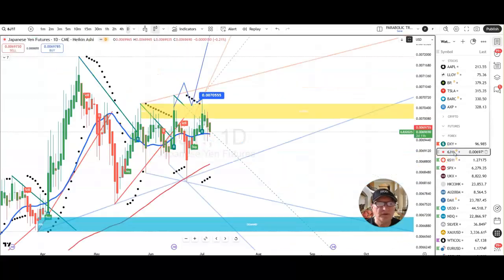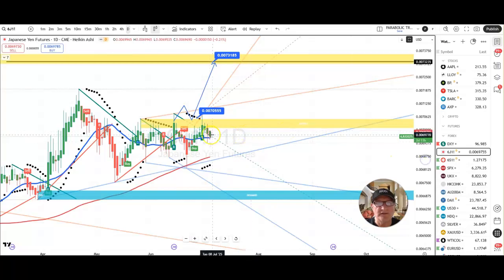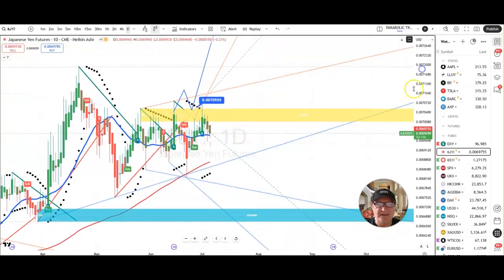Let's go into the yen futures. Well, what a mess is the only thing I can say, really. We need to see a breakout, don't we? If this is going stronger, then we need to know. It's not confirmed anything yet. Likely to go up, but who knows.